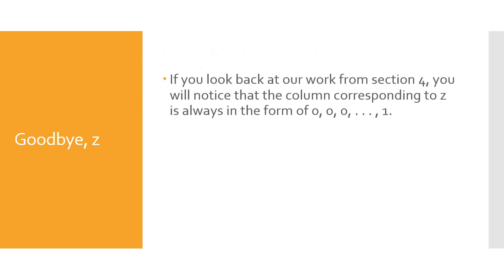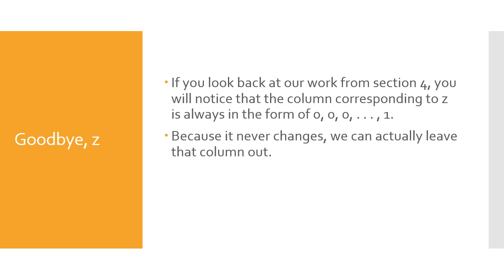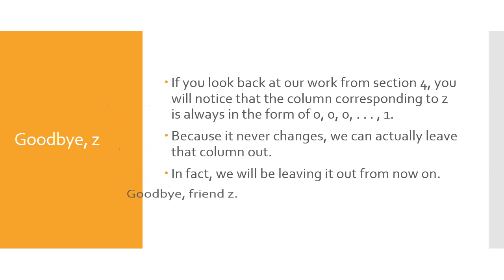Now, if we look back to section 4, we'll notice that the column corresponding to Z always was in the form of 0, 0, 0. It was all zeros, and then the very last entry was 1, and that never changed. Well, because that never changes, we can actually just completely leave that column out. And in fact, we're going to be leaving it out from now on. So, at this point, we're going to say goodbye to our good friend Z, at least in the matrix.